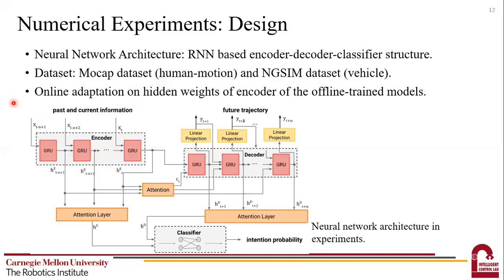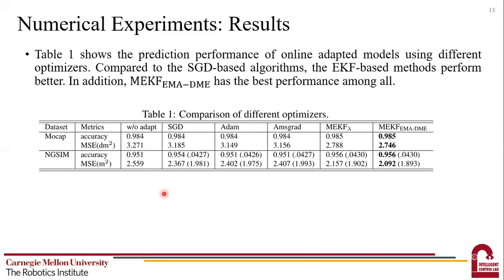In the experiment of adaptation, we studied the performance of various adaptation algorithms on the hidden weights of the encoder of offline trained models. Table 1 shows the prediction performance of online adapted models using different optimizers on the mocap dataset and the NGSIM dataset. Compared to stochastic gradient-based algorithms, the EKF-based algorithms perform better. In addition, the MEKF with EMA and the DME has the best performance among all due to the extensions inspired by exponential moving average filtering and the dynamic multi-epoch update strategy.